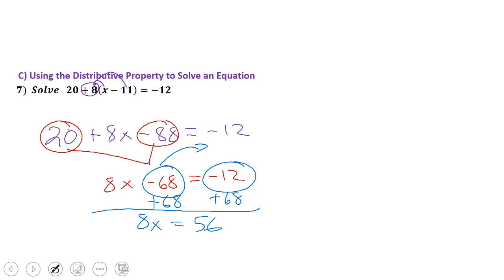Now we have a simple equation. Dividing by 8 to isolate the variable. The inverse operation of multiplying by 8 is to divide by 8. To keep the equation balanced, we're going to divide on both sides by 8, and we get x equals 7. Go ahead and pause the video and write it all down. Join me for example number 8.